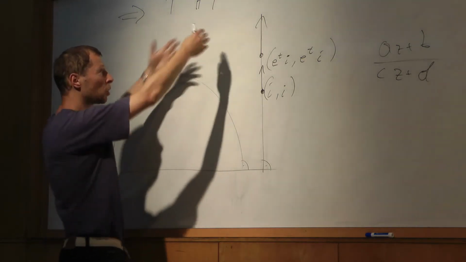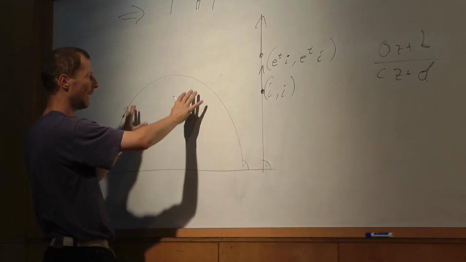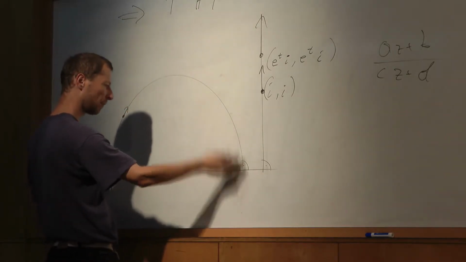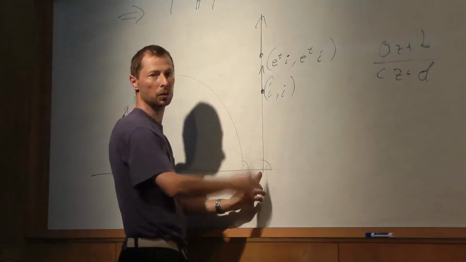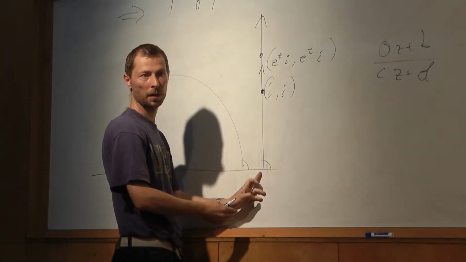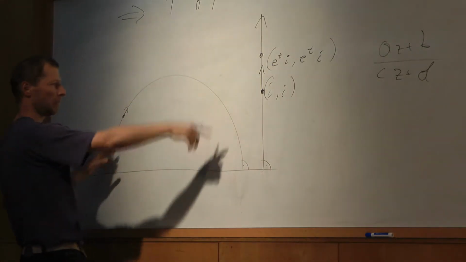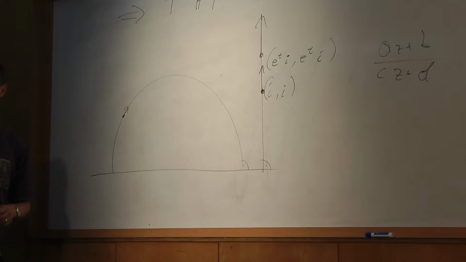And because this group is so big, you really can map any such half circle to a vertical line, to the y-axis if you want. And because of that, the geodesics really are described by these pictures. Okay?